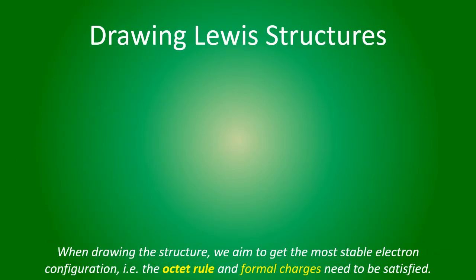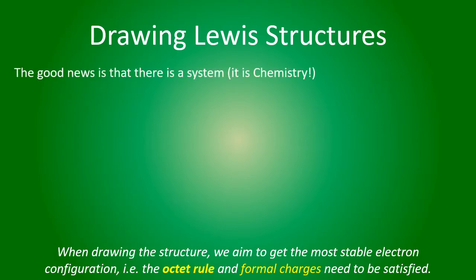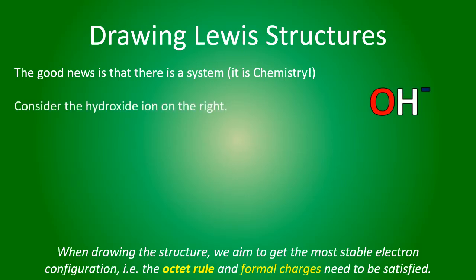So the first thing we need to look at are these Lewis structures. There is a method that you follow. So let's have a look. We've got hydroxide ion there, OH minus. You should be used to seeing that.